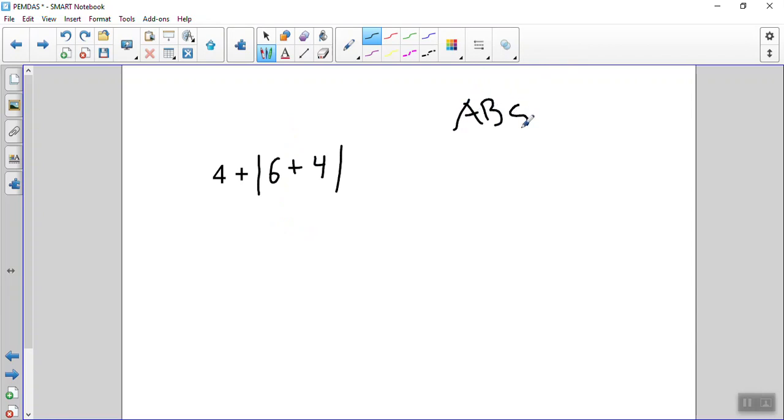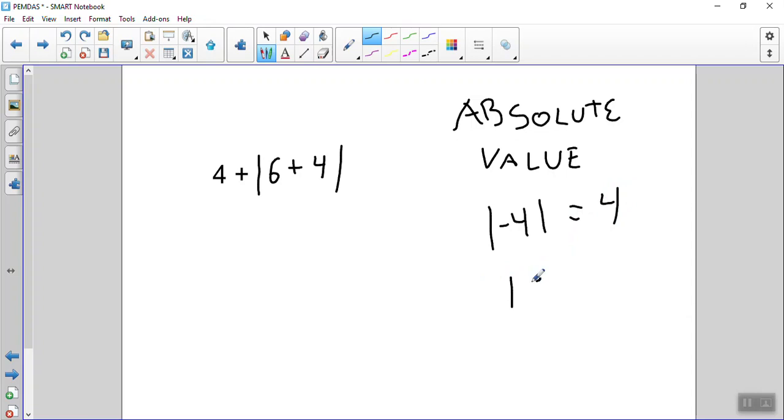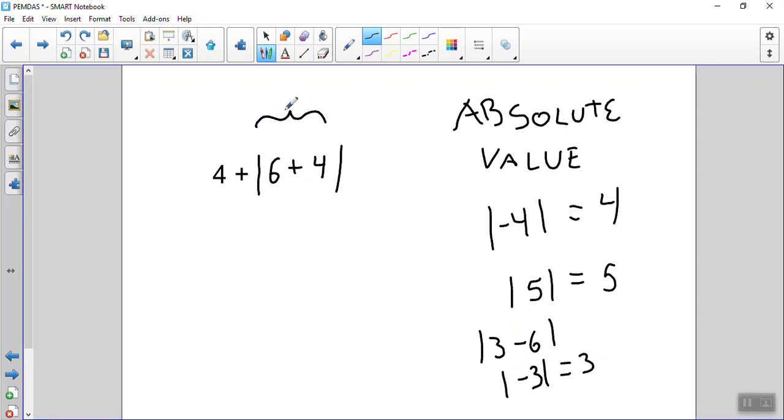Let me write that here. Absolute value. And if you remember, the absolute value of a number, like -4, absolute value of -4 equals 4. It's always a positive number. The absolute value of 5 is 5. If you have the absolute value of 3 minus 6, you would do inside here, 3 minus 6 is -3, and then the absolute value of -3 would be 3. So you treat absolute value as a group.